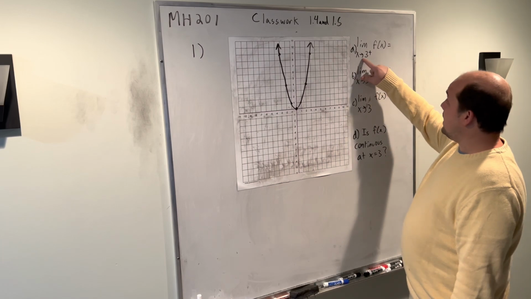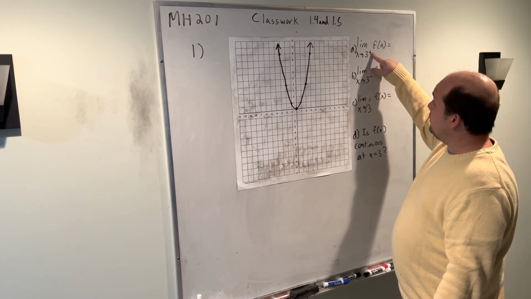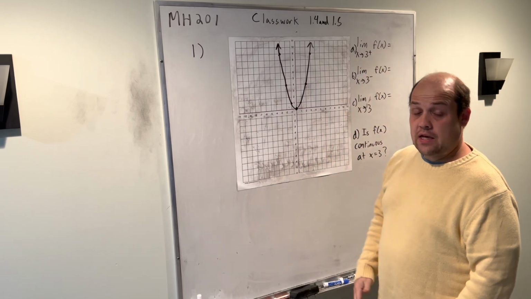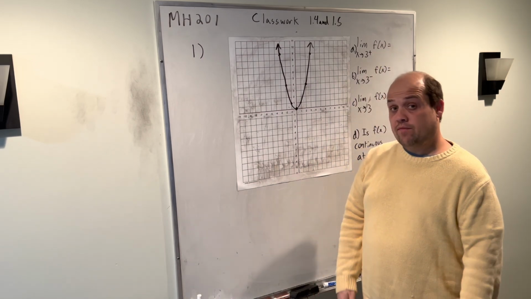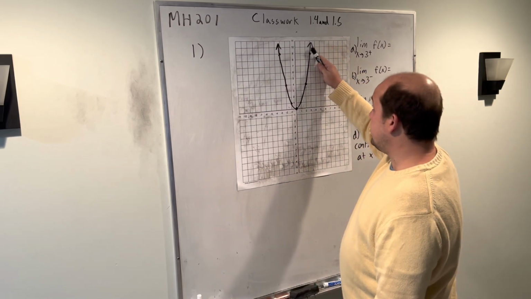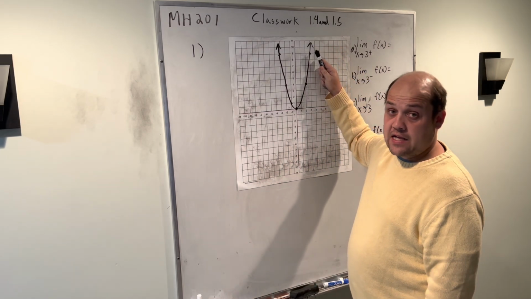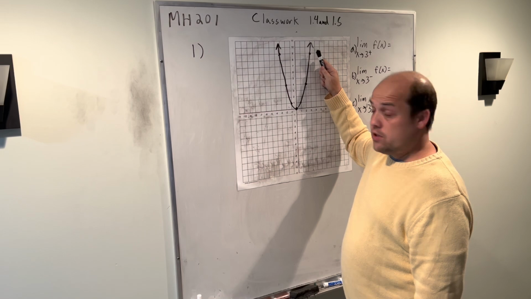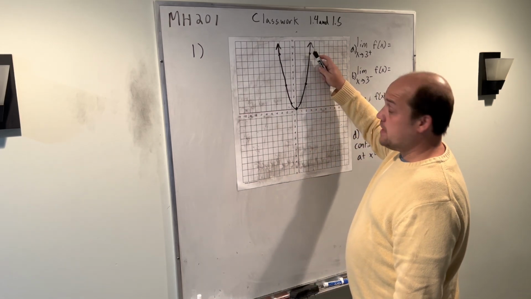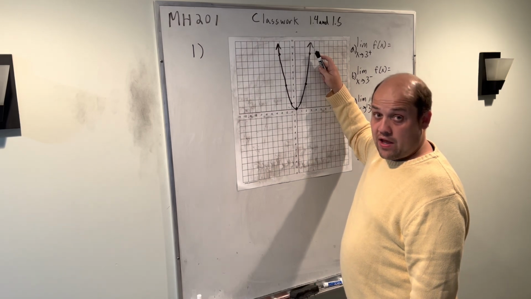Limit as x approaches 3, when it looks like an exponent on the number, as either a positive or negative, it either means coming from the right or coming from the left. Positive means coming from the right side and tracing down towards that x value, what y value are you headed towards. Negative means tracing from the left side and headed towards that x value, what y value are you headed towards.